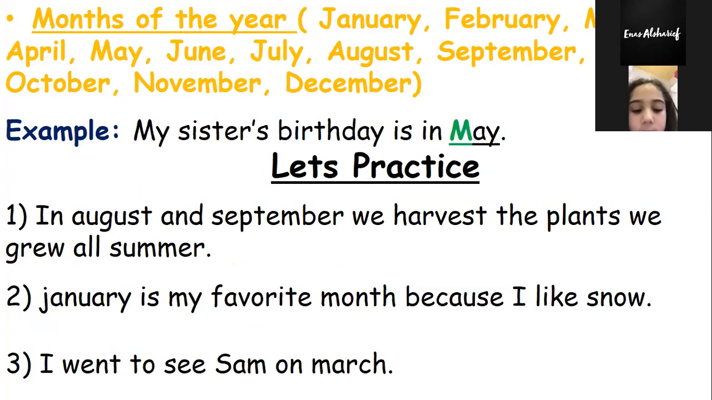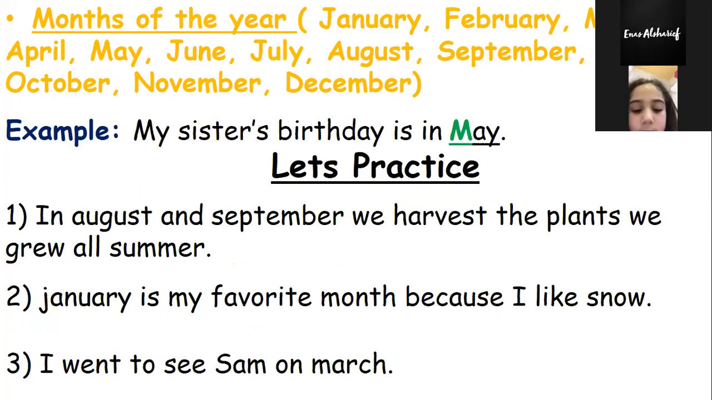Now, months of the year: January, February, March, April, May, June, July, August, September, October, November, and December. We have to start them with a capital letter. My sister's birthday is in May. We have to write May starting with a capital letter, okay? We have to capitalize the M in May.